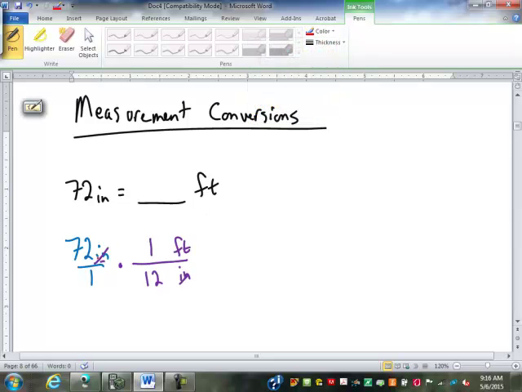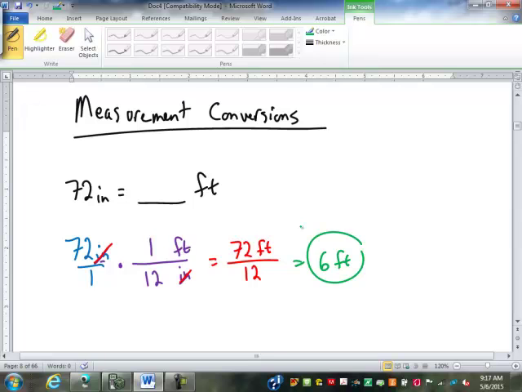And now we'll multiply. The inches, as we said, cross-cancel out. 72 times 1 foot is 72 feet. 1 times 12 is 12. And we divide that out. 72 divided by 12 is 6 feet. So 72 inches is 6 feet.